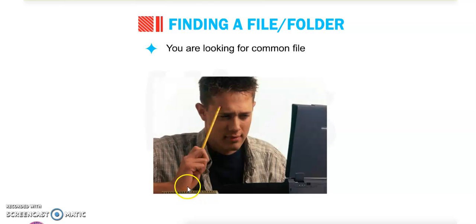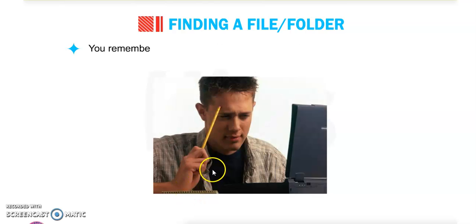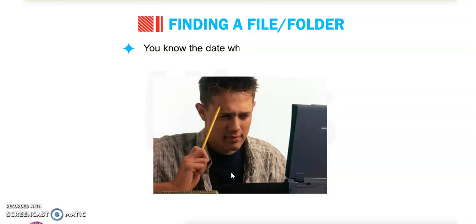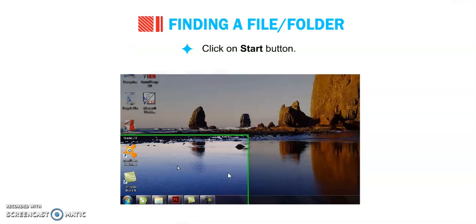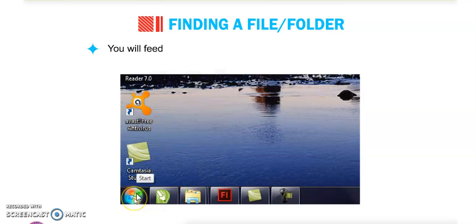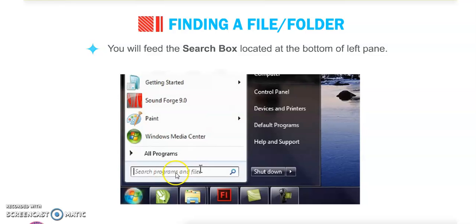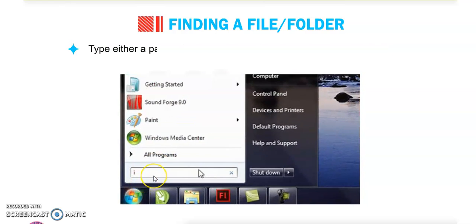Use the search box if you are looking for common file types, if you remember all or part of the name of the file or folder you want to find, or you know the date when you last modified a file. Click on the Start button, and you will find the search box located at the bottom of the left screen. You can see here, this is the search box.